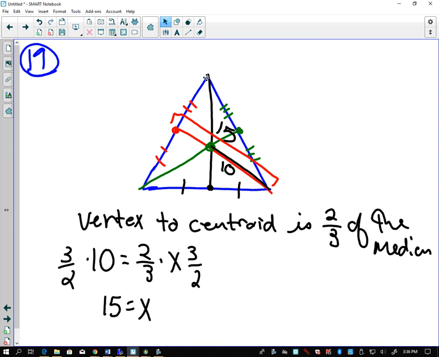Now, they're not going to draw you a picture. They're just going to give you that information in a sentence format.